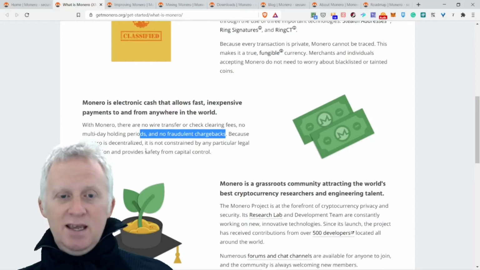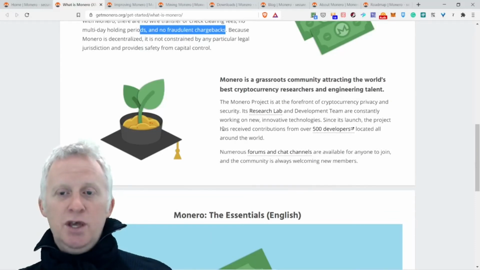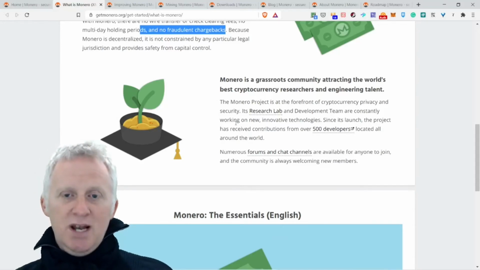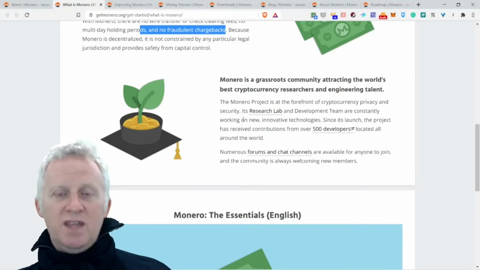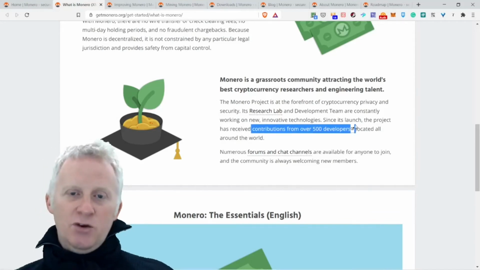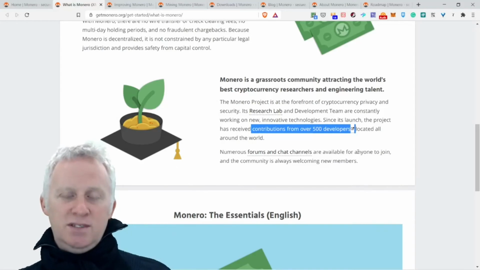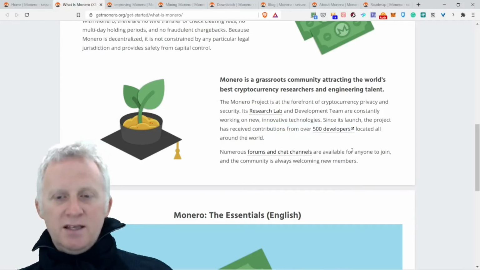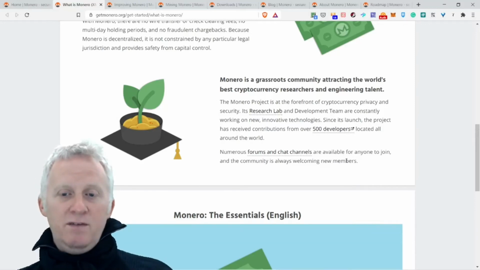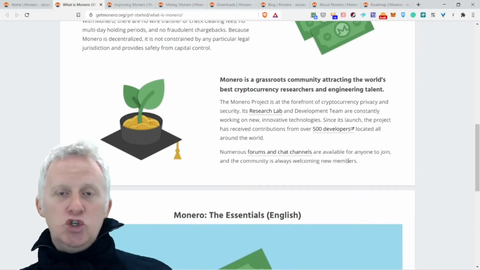Because Monero is decentralized, it is not constrained by any particular legal jurisdiction, and it provides safety from capital controls. Monero is a grassroots community attracting the world's best cryptocurrency research and engineering talent. The Monero project is at the forefront of cryptocurrency privacy and security. Its research lab and development teams are constantly working on new innovative technologies. Since its launch, the project has received contributions from over 500 developers, my friend. This is really powerful. 500 developers put their time and energy into making it better every single year with new innovation, iterative improvement, and more, around the world. Numerous forums and chat channels are available for anyone to join, and the community is always welcoming new members.